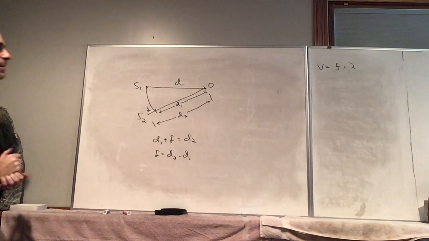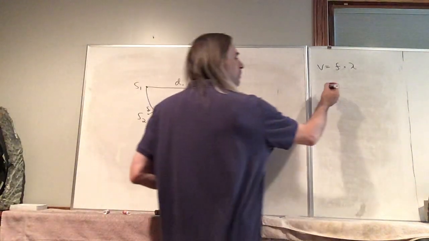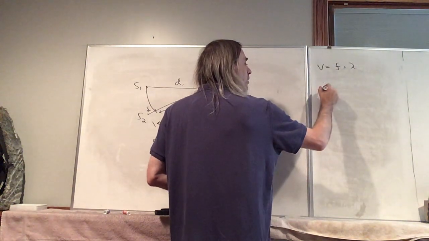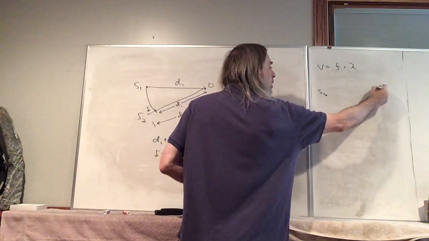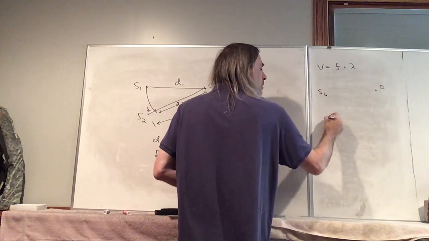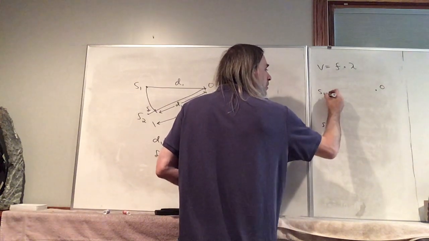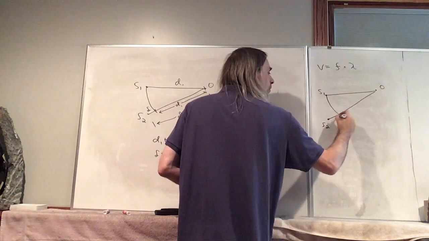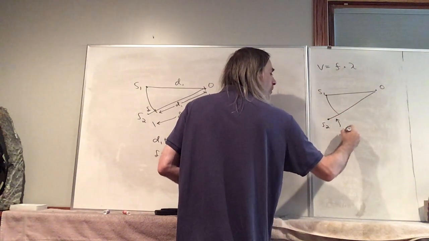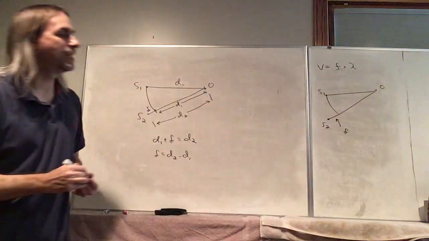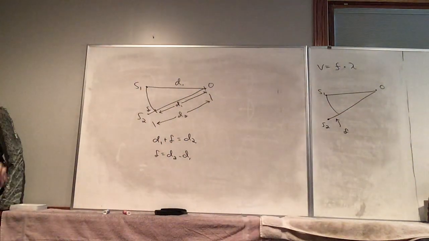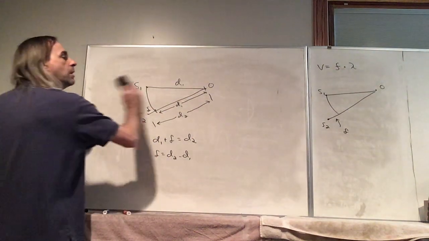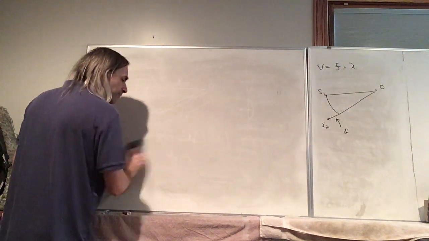So let me kind of redraw this picture here. We have S1. Here we have our observer. Here we have S2. And that distance is called delta. So what I want to do, I'm going to erase this picture. We have all the essential information over there.